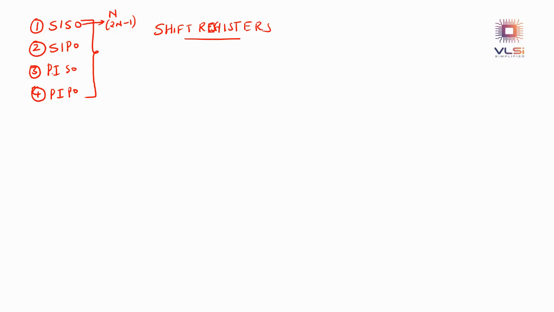Parallel in, serial out means data will be loaded parallelly, and it will be taken out serially. And parallel in, parallel out means data will be inserted parallelly, and data will be taken out parallelly. It will take one clock cycle. So we'll discuss this.